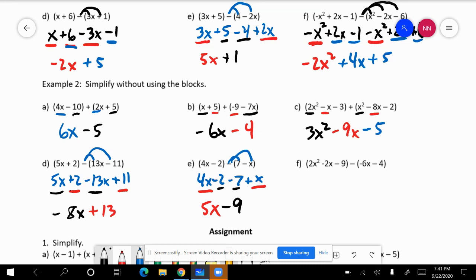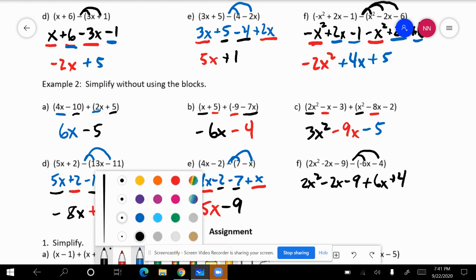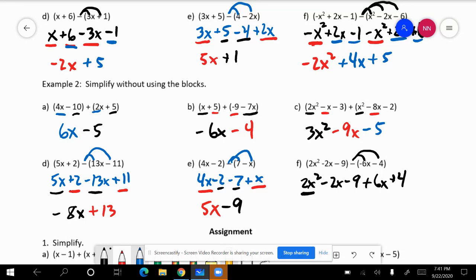For our last one, once again, we're going to distribute the negative to each of the terms. We have 2x squared minus 2x minus 9. We have plus 6x plus 4. Now, if we're looking at it, notice that we only have an x squared, so we just bring it down, 2x squared. Now we're going to look at the x's, and we see that we have 4x. And then we have the negative 9 and 4, which gives us negative 5.